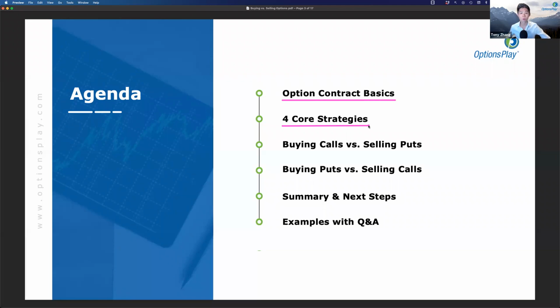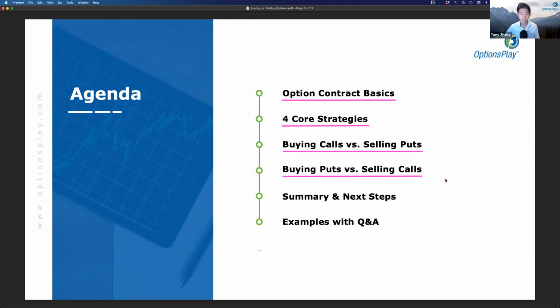We'll look at the four core strategies, which are buying calls and selling puts. These are the bullish strategies. Then we'll look at buying puts and selling calls, which are the bearish strategies. These are the fundamental building blocks of all complex strategies. If you can understand these four strategies, you should, in theory, be able to understand any 2, 3, 4 leg strategy that someone throws at you, or even a completely custom strategy. If you understand the fundamental building blocks, you will understand anything more advanced than that.